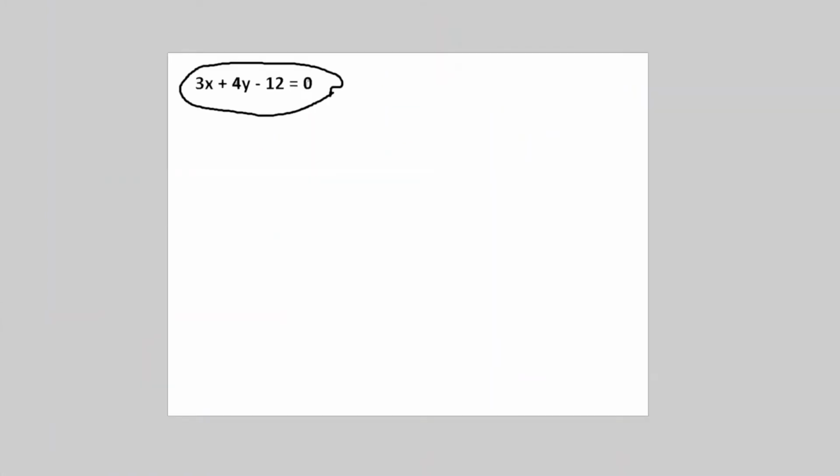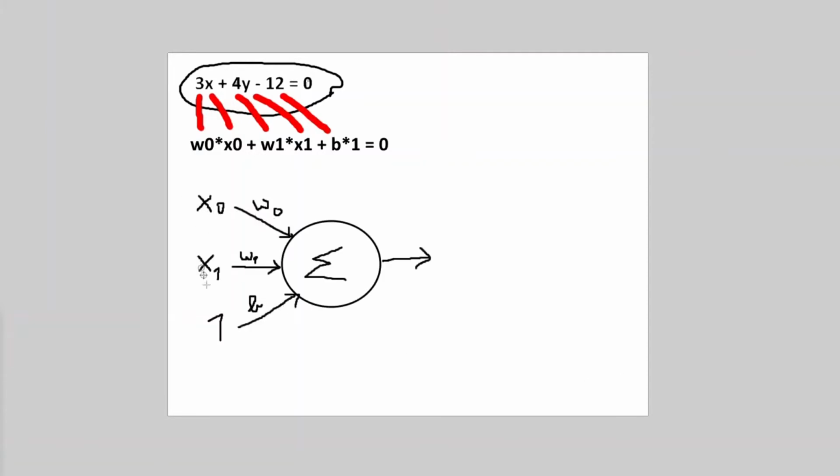I grab this equation and write it in a little bit more general form. Here the 3 becomes omega 0, x is x0, 4 is omega 1, y is x1, and minus 12 becomes b, a so-called bias, and 1 is constant 1. That's what the bias is always multiplied with. So this is the perceptron version for the separating line's equation on a two-dimensional dataset. And let me illustrate this in a prettier way. The x values are the input values, the omegas are the so-called weights, and this sum means the weighted sum of the input values plus the bias. That's exactly what you can see up there.